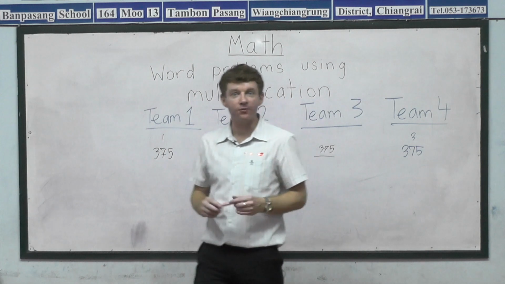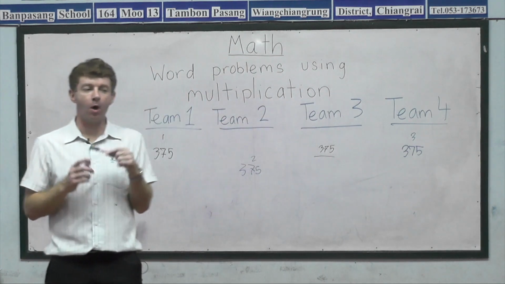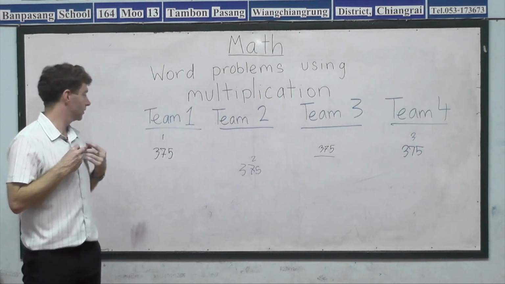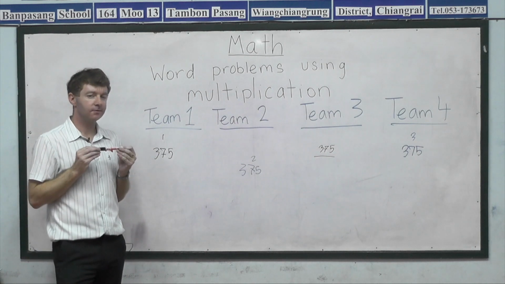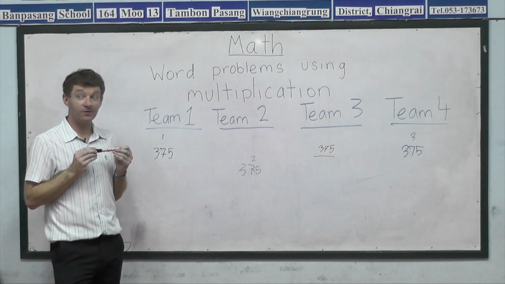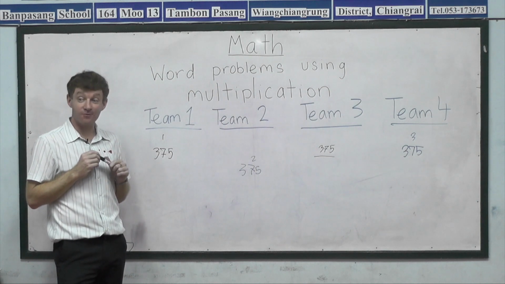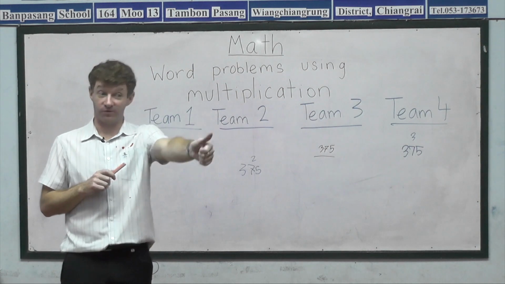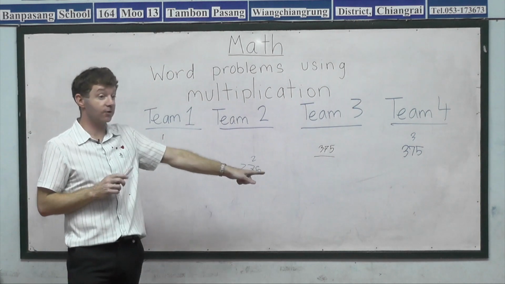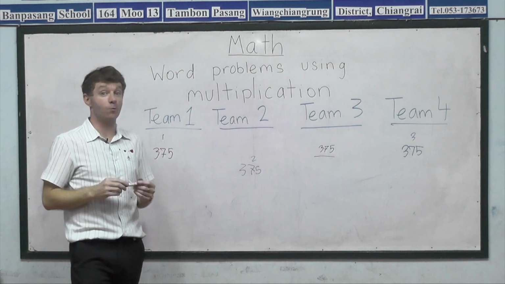So, we've all got the same answer again. Team 1, what's your answer? 375. Team 2? 375. Team 3? 375. And team 4? 375. Okay, so we've all got the same answer. Team 1 wrote it first. So if this answer is correct, it's a point for team 1.